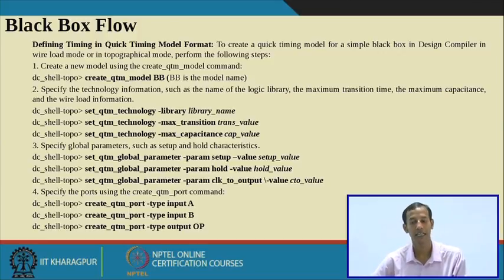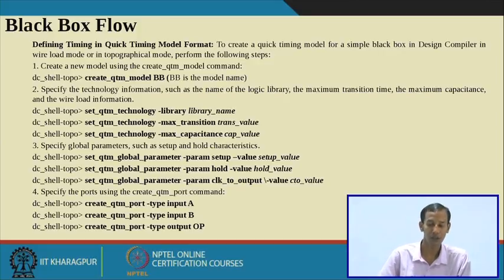Then specify the technology information, such as the name of the logic library, the maximum transition time, maximum capacitance and the wire load information. How can you set those? set_qtm_technology -library with the library name, then set_qtm_technology -max_transition with the transition values, then set_qtm_technology -max_capacitance with the capacitance values. After setting all these, I have now set the library for the quick timing model for that black box. BB indicates the black box.